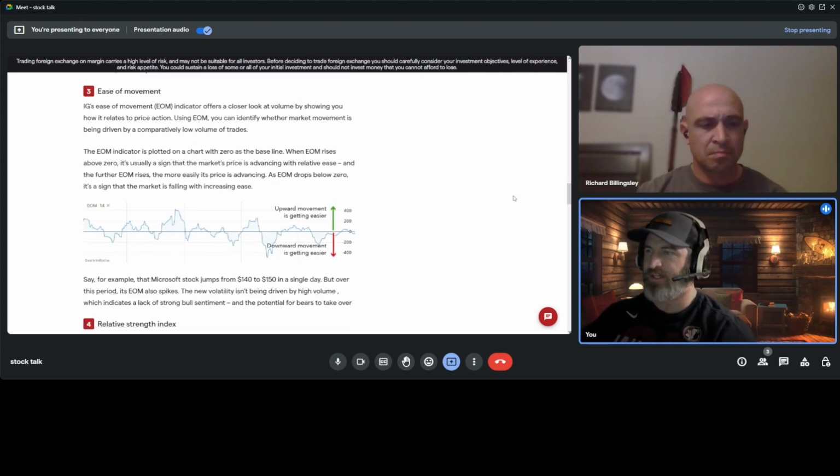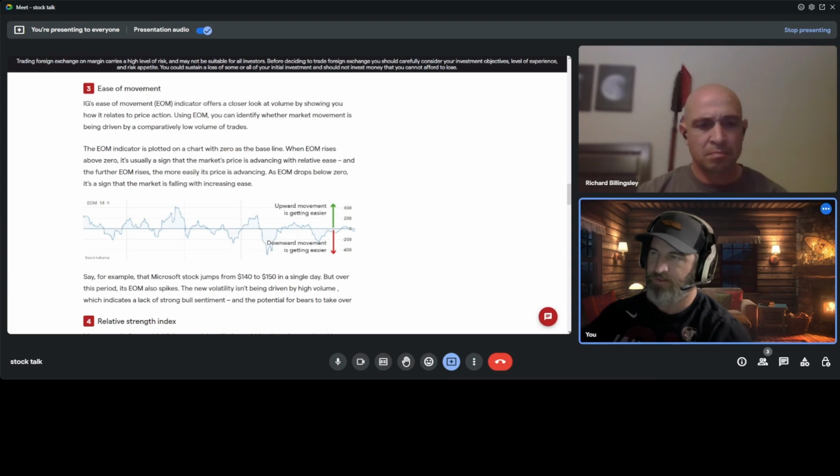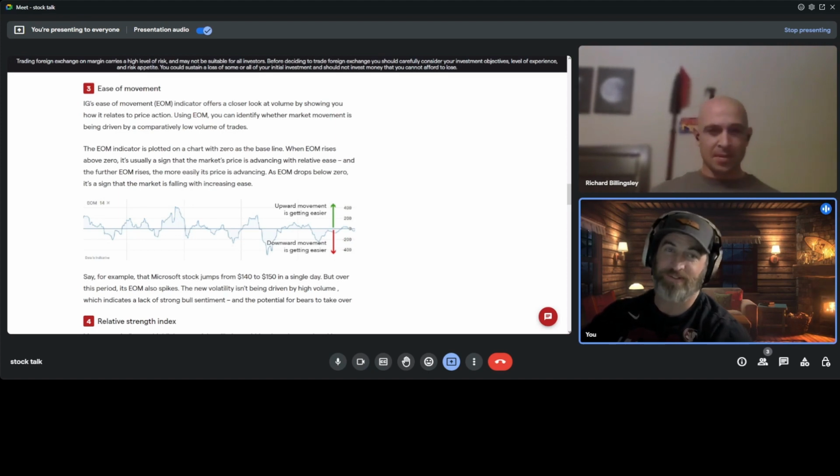This ease of movement indicator, all it really does, and the other thing to note about these indicators is there's no silver bullet, right? We wish there was. We could just say, hey, use these three things and you're guaranteed to make money. Not the case. All the ease of movement does is take a look at the volume and how it relates to the price action and how likely it is to move in any sort of direction. So as the volume's changing, as the price is changing, this line will move. You can watch it in real time if you're in something that has a lot of volume. It's pretty cool.